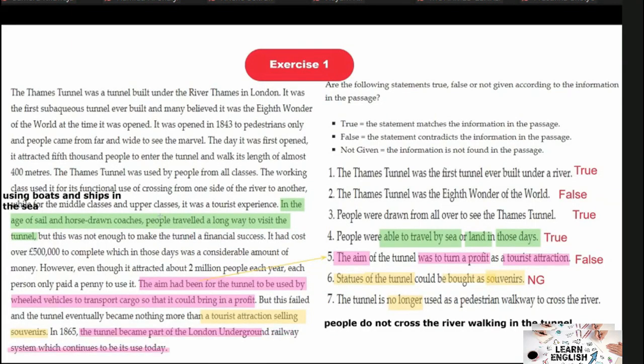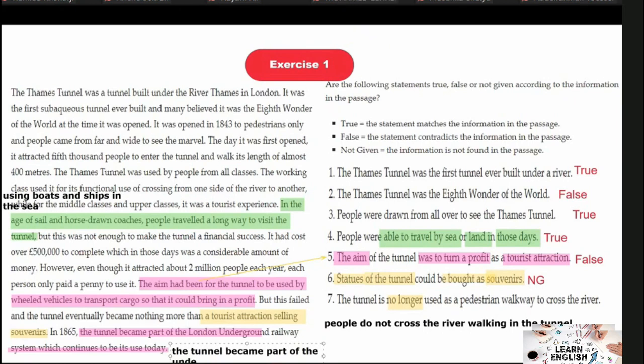It says here that the tunnel became part of the London Underground Railway system, which continues to be used today. So can you tell me what is the paraphrase of this sentence, the last sentence that you read? Good. So the tunnel became part of the underground railway, like the metro, right?